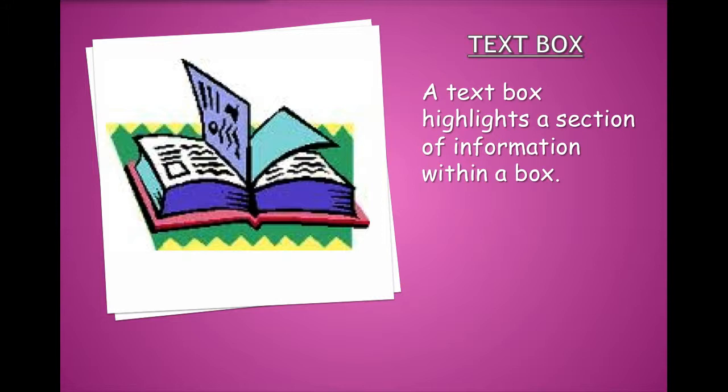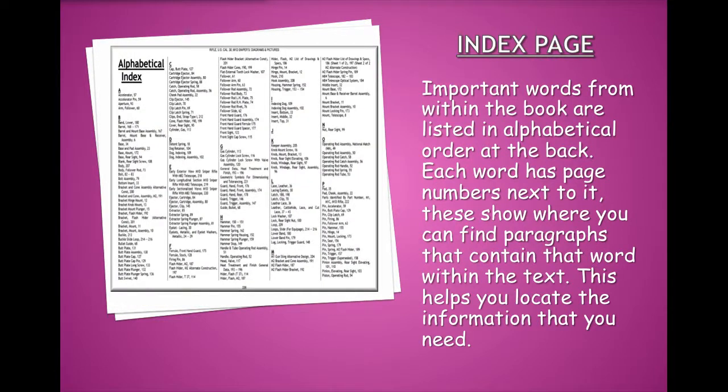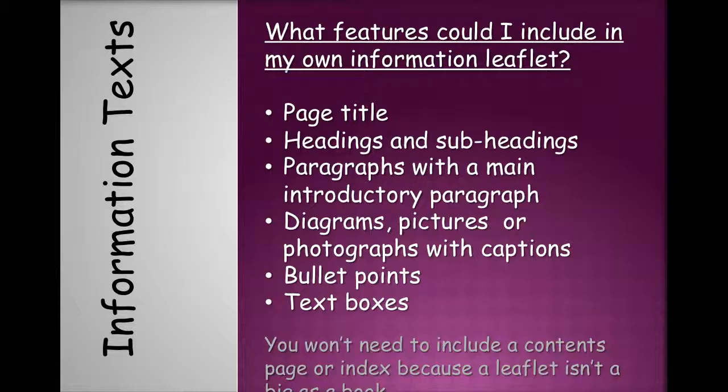A text box highlights a section of information within a box, and I'll show you that in a bit. A contents page can be quite useful as well, so that your reader knows what different topics are featured on each page. An index page is not essential, but you might want to have an index at the back for any important information, which is quick for the reader to locate information that they might need. Again, it's not necessary for yours, but it is a feature that you can have.